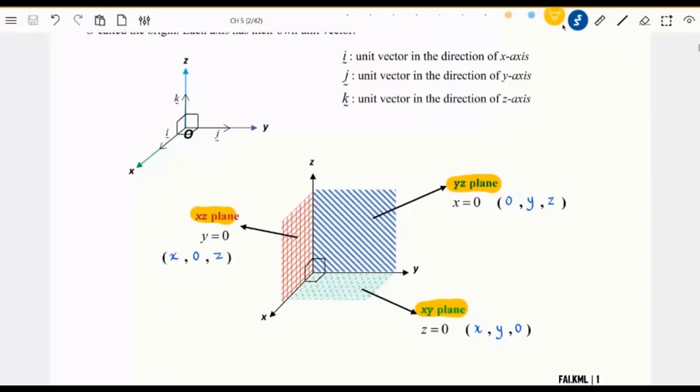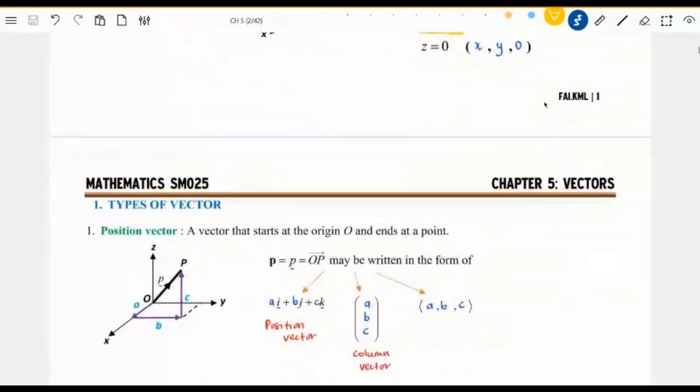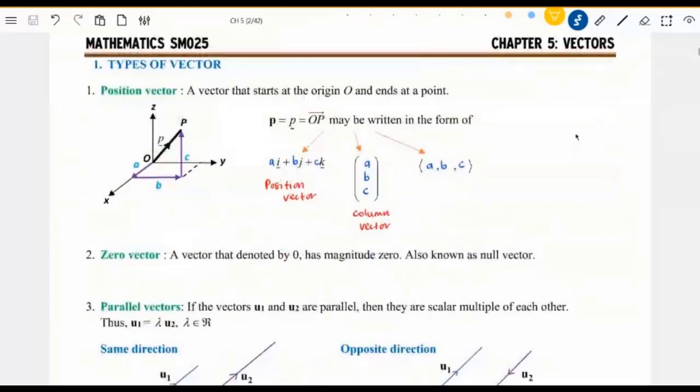Okay, alright, so next adalah types of vectors. So you encounter with position vectors and column vectors. So final answer mesti tulis dalam position vectors. Tak boleh tulis dalam column vectors. Column vectors hanya untuk working step. Macam mana kamu nak cari position vector antara 2 points? Boleh. Tapi final answer mesti letak in term of I, J and K sebab dia adalah vectors. When we talk about vectors, mesti ada I, J and K.